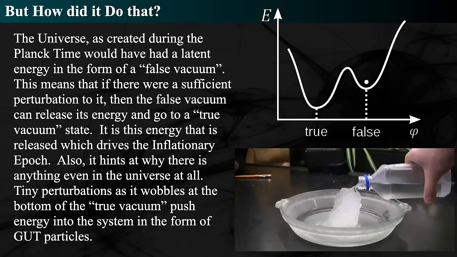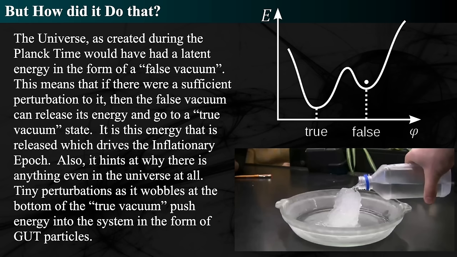Well, the universe at that time, prior to that epoch, was in what we call a false vacuum state, meaning it had energy. So at the Planck epoch, the universe itself had a certain amount of energy associated with being itself. But that's a false state. There was nothing in it. So it's a vacuum of space-time stuff.